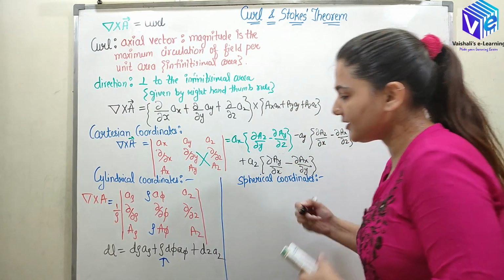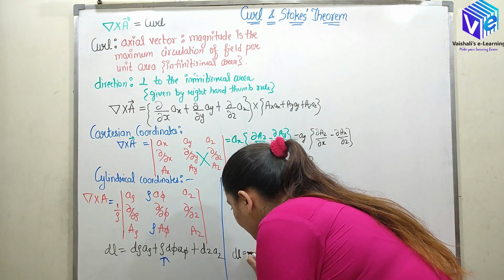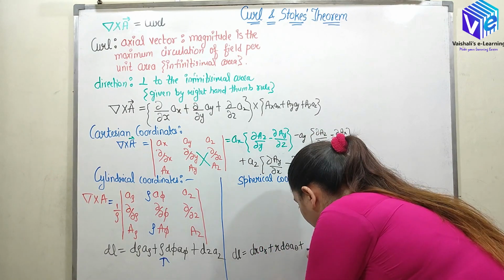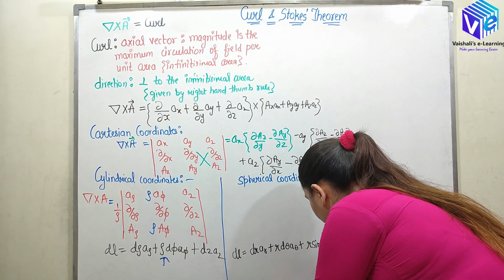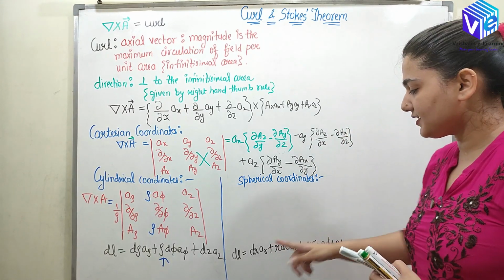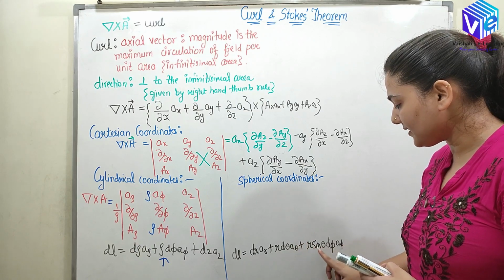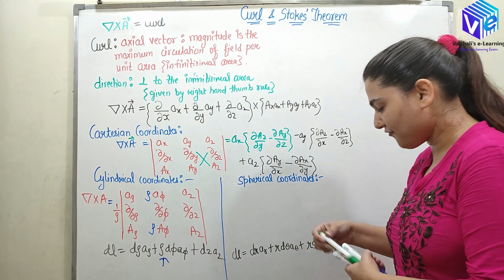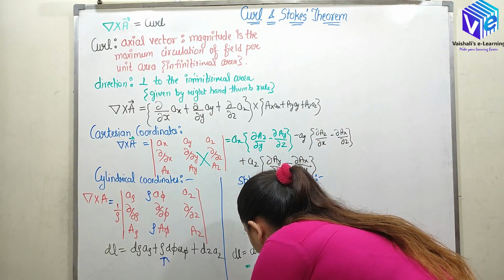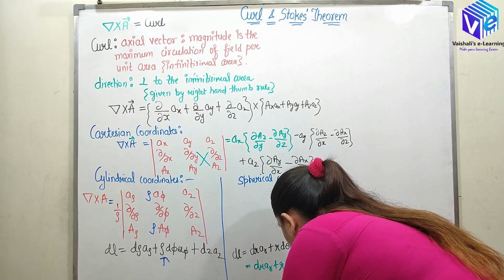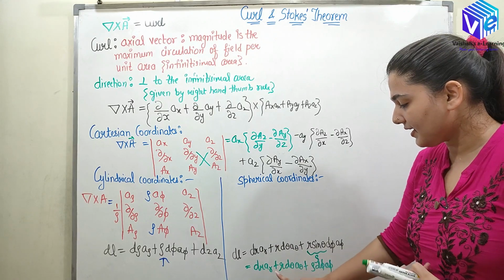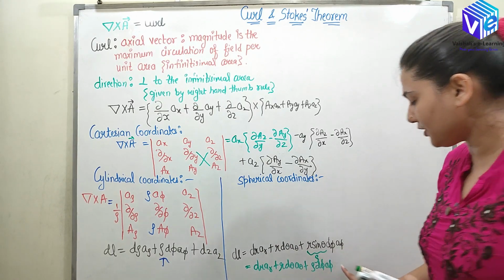Again in the spherical coordinates, how did I used to represent the differential element? So dl was dr ar plus r d theta a theta plus r sin theta d phi a phi. So here r sin theta is rho. So this is the next representation: dr ar plus r d theta a theta plus rho d phi a phi.